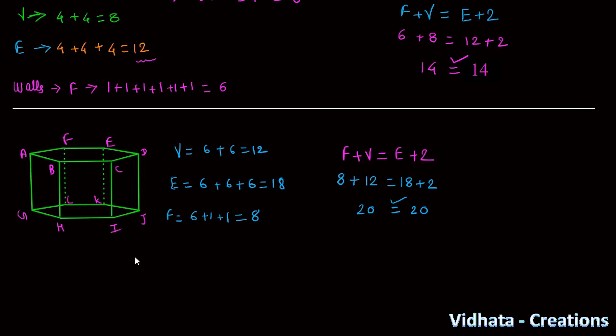So here we have studied the parts: edges, vertices and faces. Now in the next article we will study how to calculate the total surface area and volume of a cube.